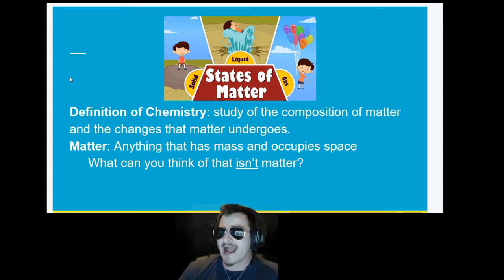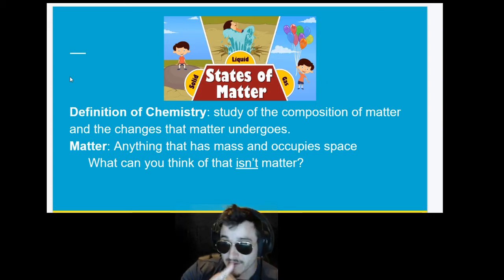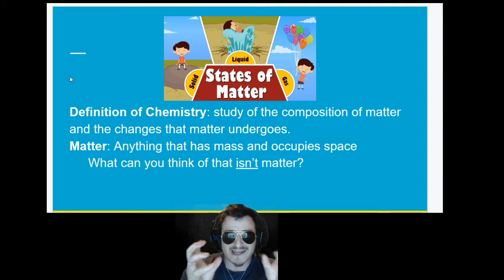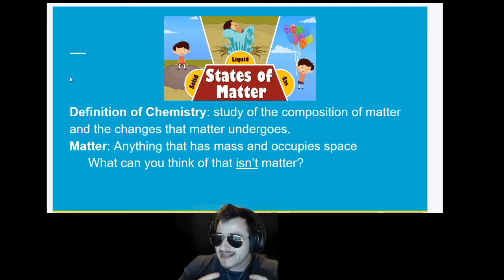What isn't matter? Well, there's really only a few exceptions. Light is one of those, and you might be saying, oh, I can see light and all that. Light is energy, right? And energy is another really great example of something that isn't matter. And light is one of those things that we see every day. It's super palpable. You can't touch it. You can't necessarily feel it, right? It's not actually occupying space, and it certainly doesn't have mass.